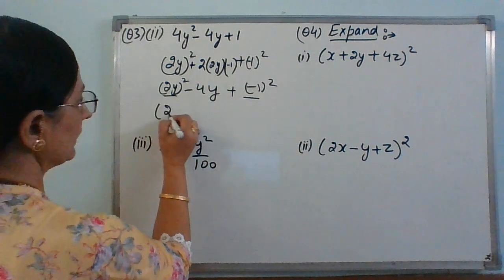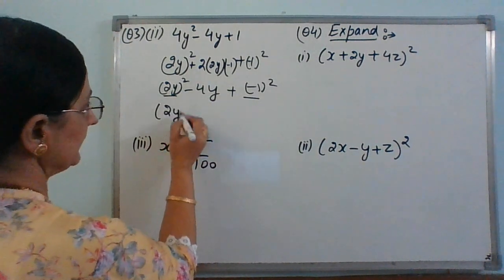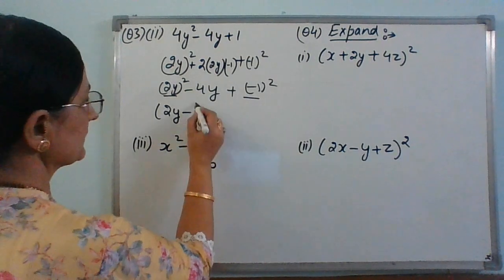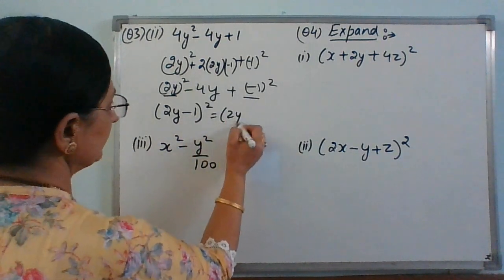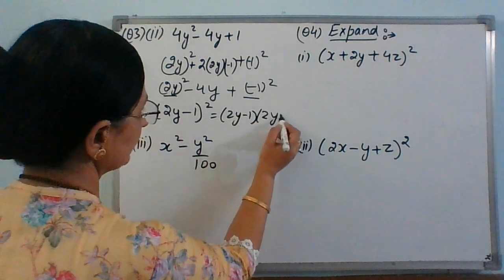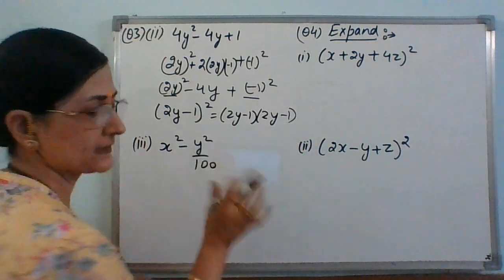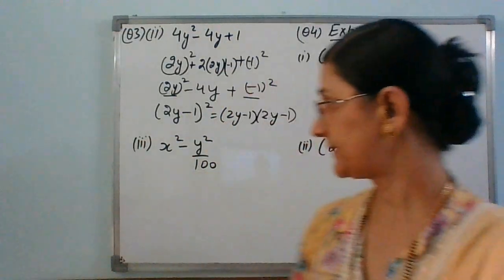So simple formula of a minus b whole square. This is a minus b this whole square. So then you can write in factor forms. These are the two factors here. Whole square means two brackets and multiplication, right? So I hope it's clear.